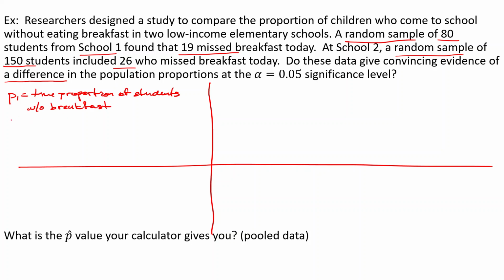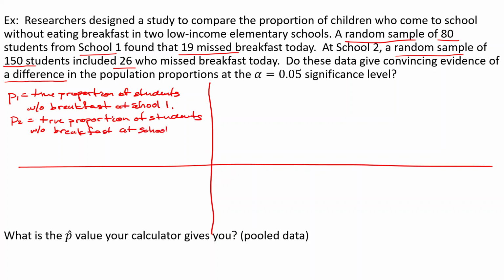I guess you could say today or not, or whatever. P2 would be the true proportion, at school 1, that's the important one. At school, I left out a C there. School 1. And then P2 would be the true proportion of students without breakfast. I know, it's like writing the exact same thing twice. Why can't I just put ditto marks? Write it. At school 2. There we go. A null hypothesis will be that they are equal.